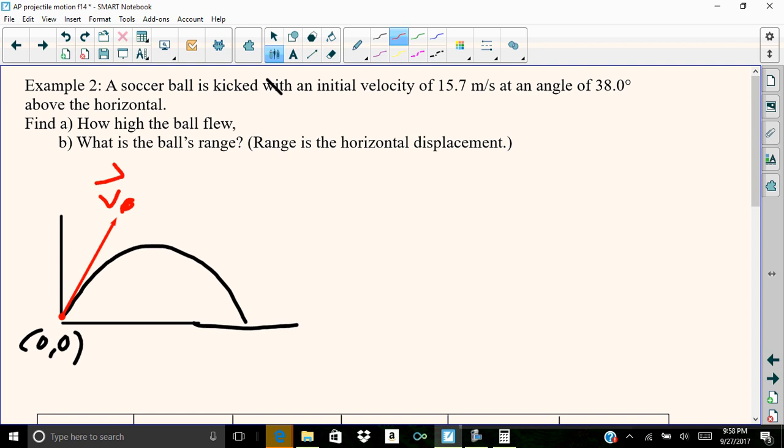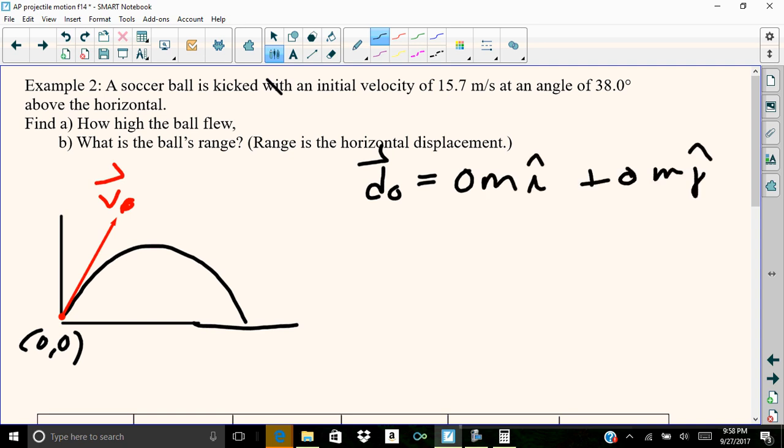We're going to write out my initial position first. That's easy. The ball starts at the origin, so 0 meters i hat plus 0 meters j hat. Next, my final position. If I go all the way to the end, I'm at some distance d sub x away, so that's a question mark. I don't know how far away I am, but I do know that my final position is also 0 meters j hat.